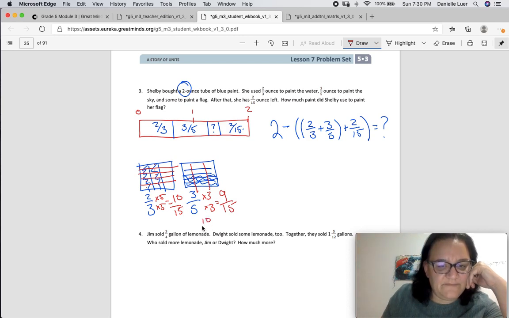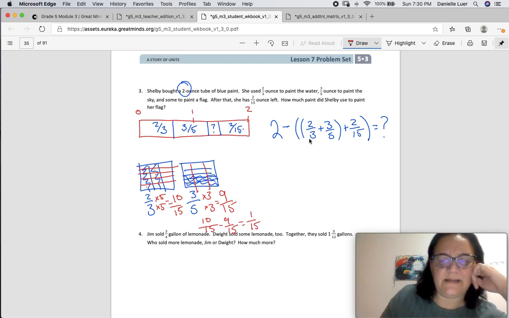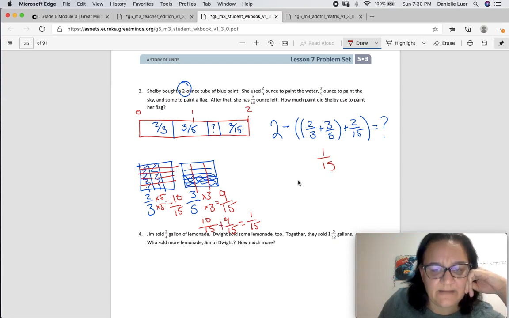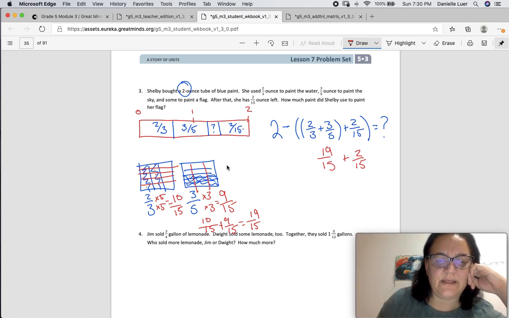So 10/15 minus 9/15 equals 1/15. So I can put that right here. 1/15. Oh, I'm sorry. I'm adding. I apologize. 19/15 plus 2/15. Now look, they already have the same denominator. Do I need to create another model to find another denominator? No, I don't. They already have the same denominator, so I don't have to go that extra step.